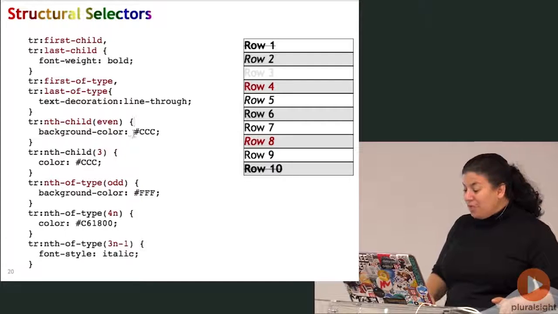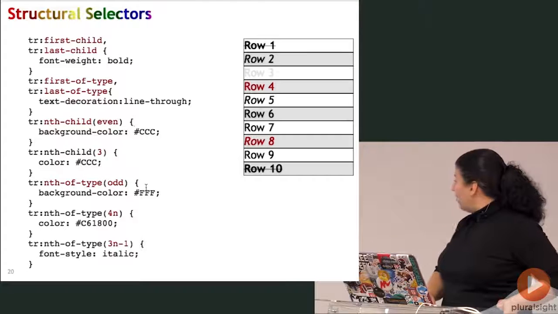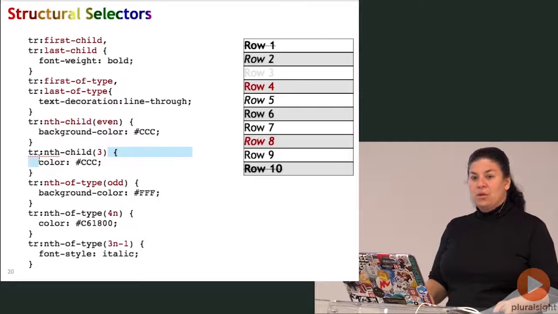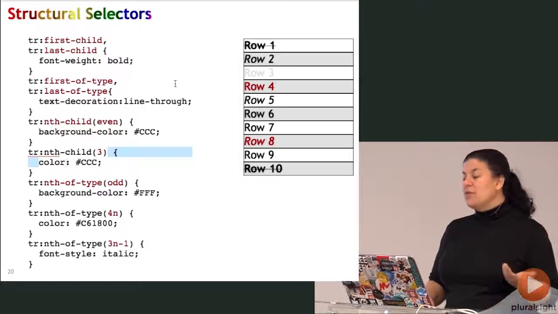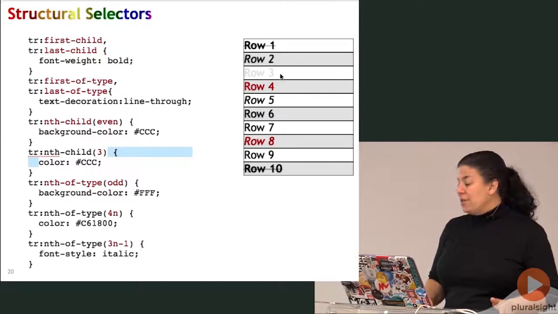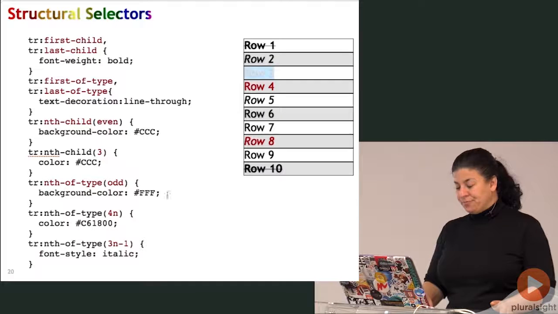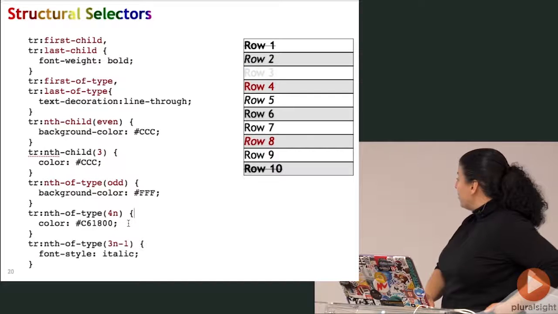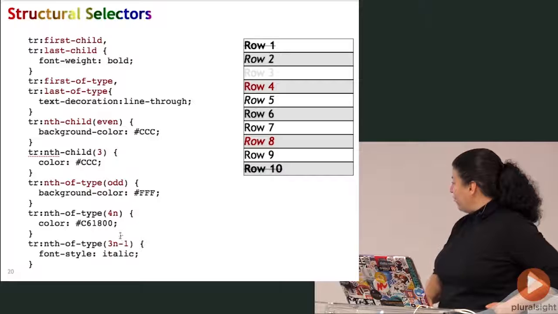Okay, so even and odd, we figured that one out, and then we have nth-child(3). So unlike the first child or the last child, this is the third child, and as you can see, the color is actually gray here, which makes it illegible, but that's okay, because it's just for the example. This is not actually necessarily how you should define things.